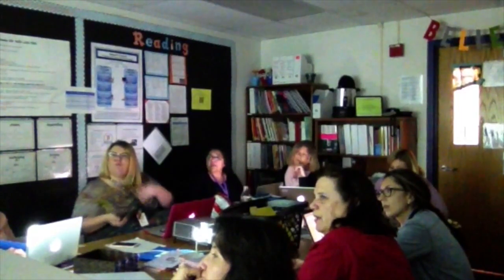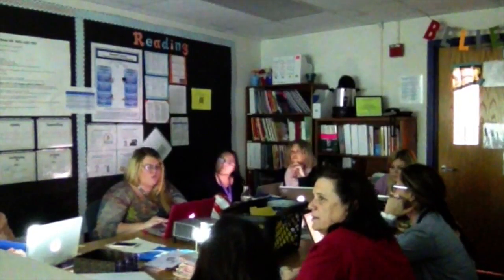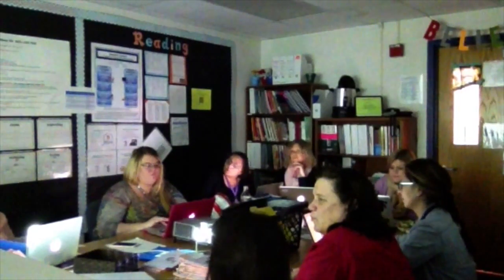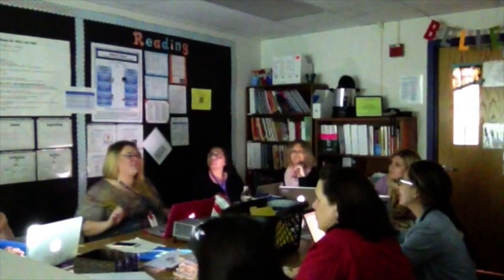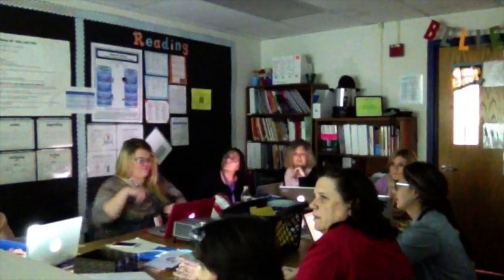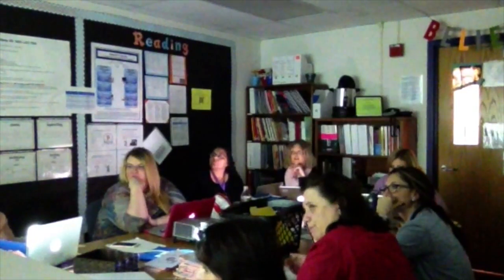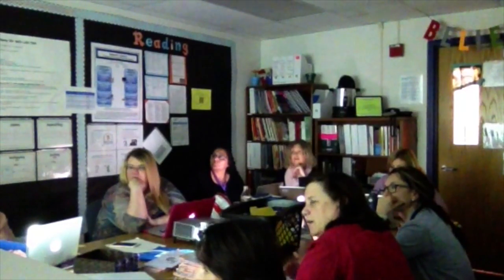Can we say models instead of paint strips? There we go, models. Yes, because the TEKS encompasses all of those models. Right. Oh, I forgot. No, you're already in there. Okay, there you go.